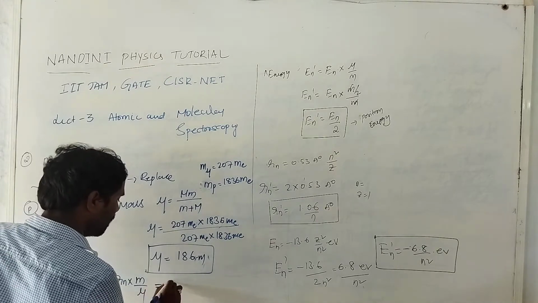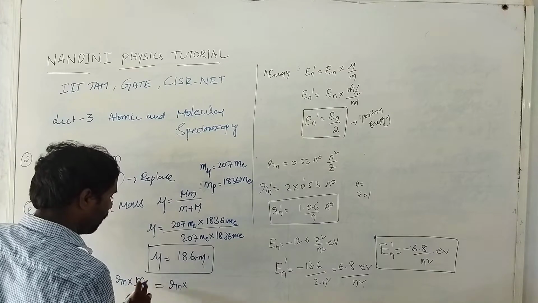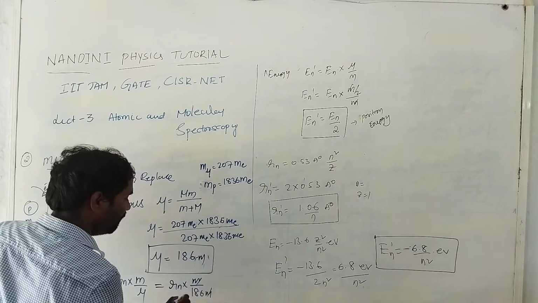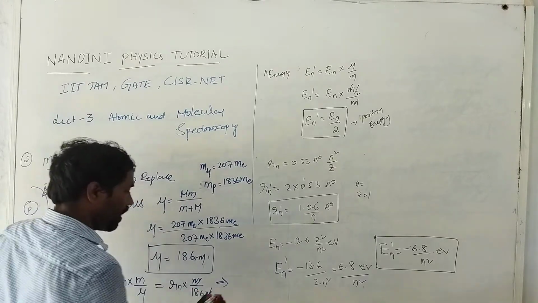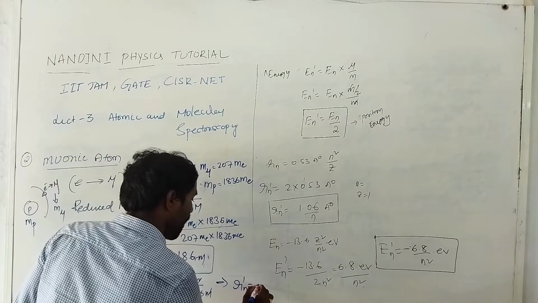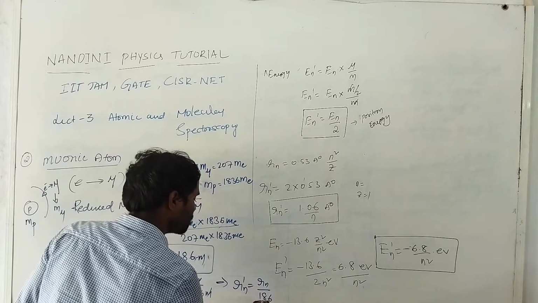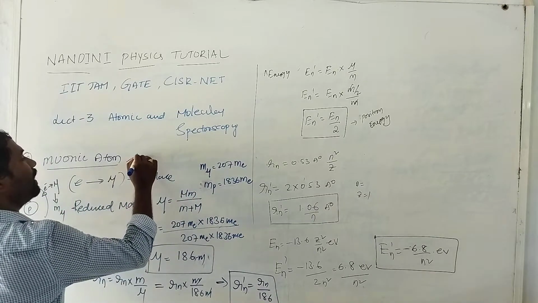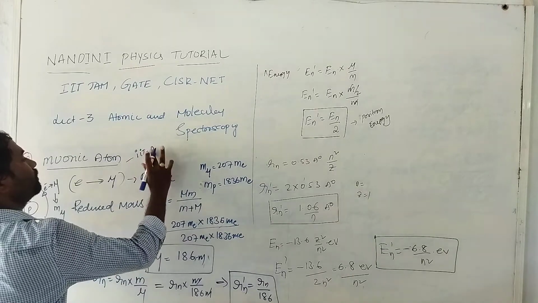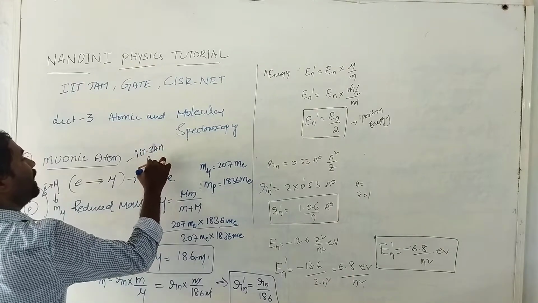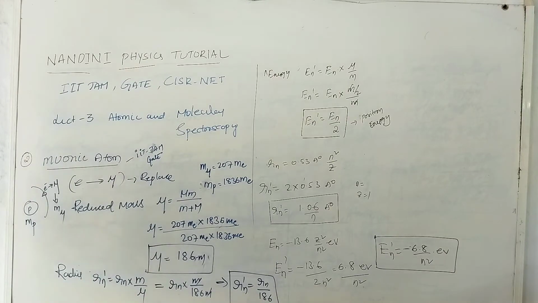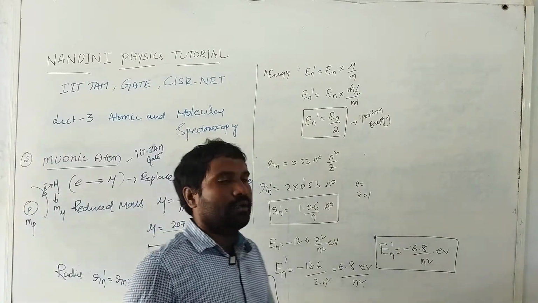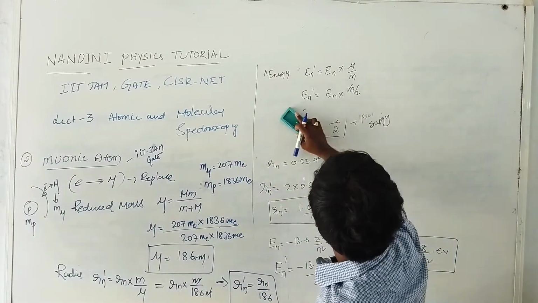So therefore this is Rn times, what is the muonic mass? This is called m divided by 186 m. So m will be cancelled, and finally you will get Rn dash is equal to Rn divided by 186. So this is the new radius of the muonic atom, and this is also important for IIT JAM and for GATE. These formulas are very important, they are direct formulas. So similarly, what is the energy?